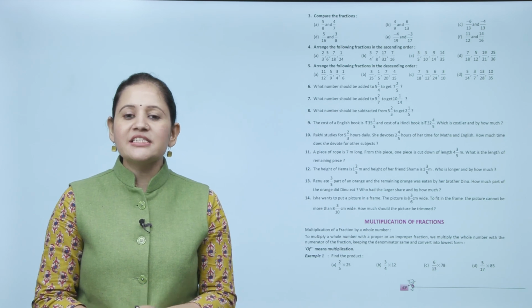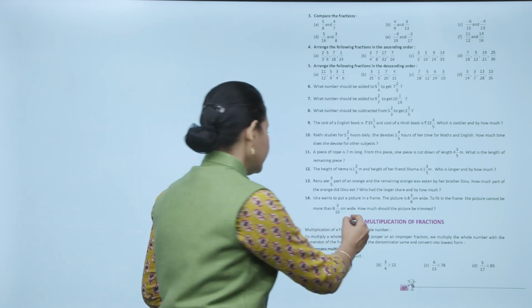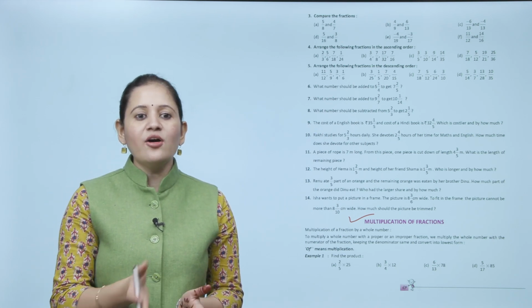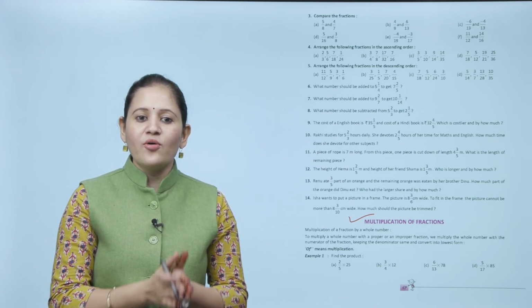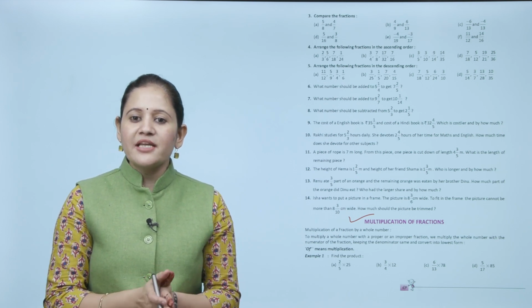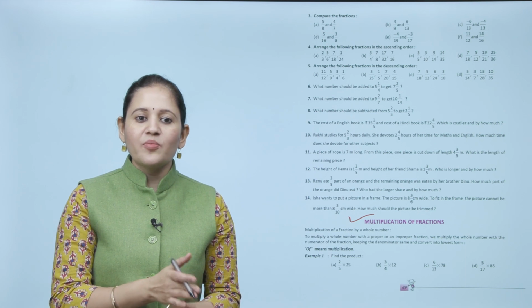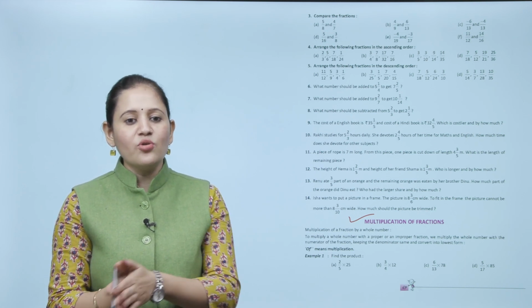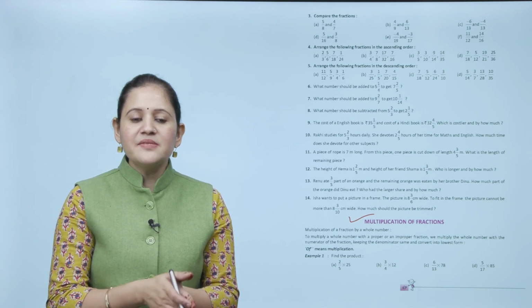Next is multiplication of fractions. Multiplication of a fraction by a whole number. To multiply a whole number with a proper or an improper fraction, we multiply the whole number with the numerator of the fraction, keeping the denominator same, and convert into lowest form. Of means multiplication.